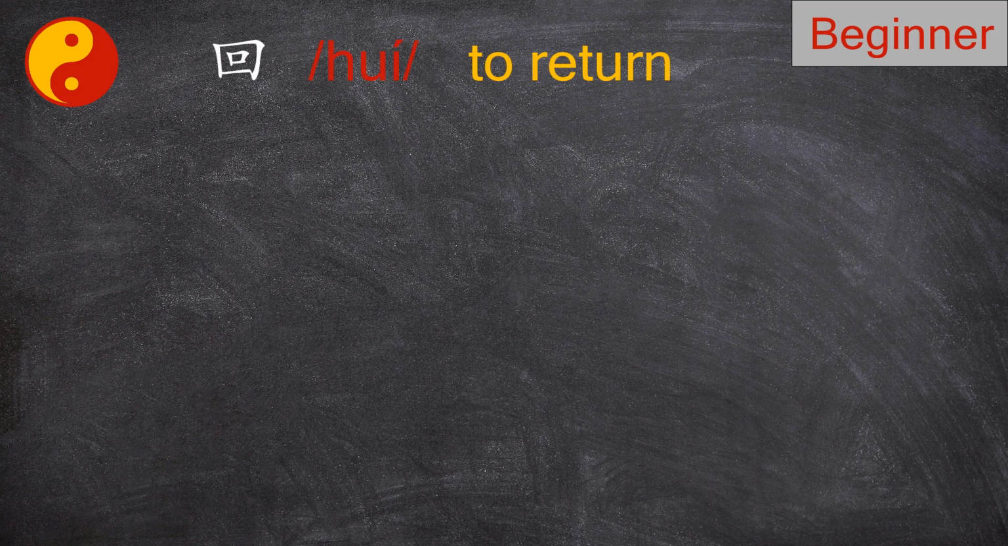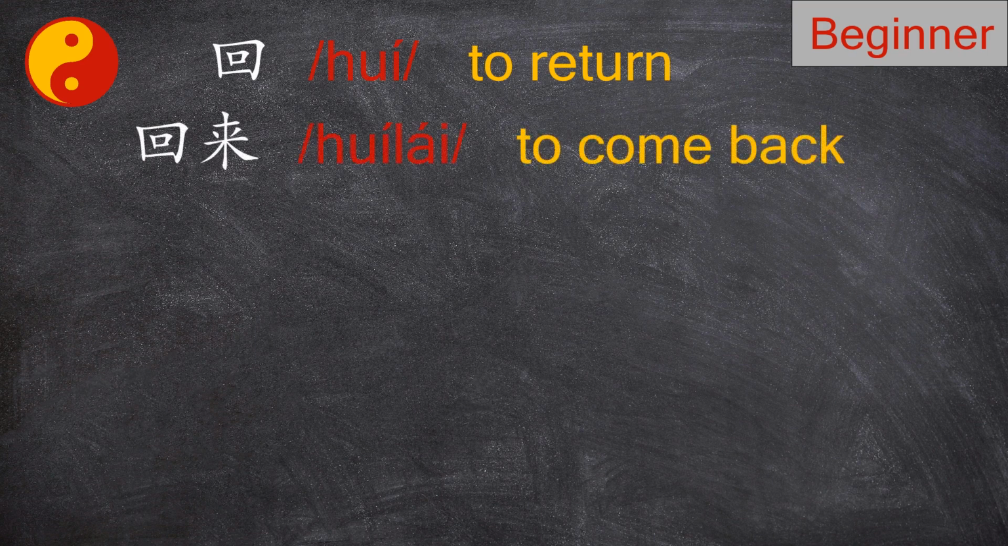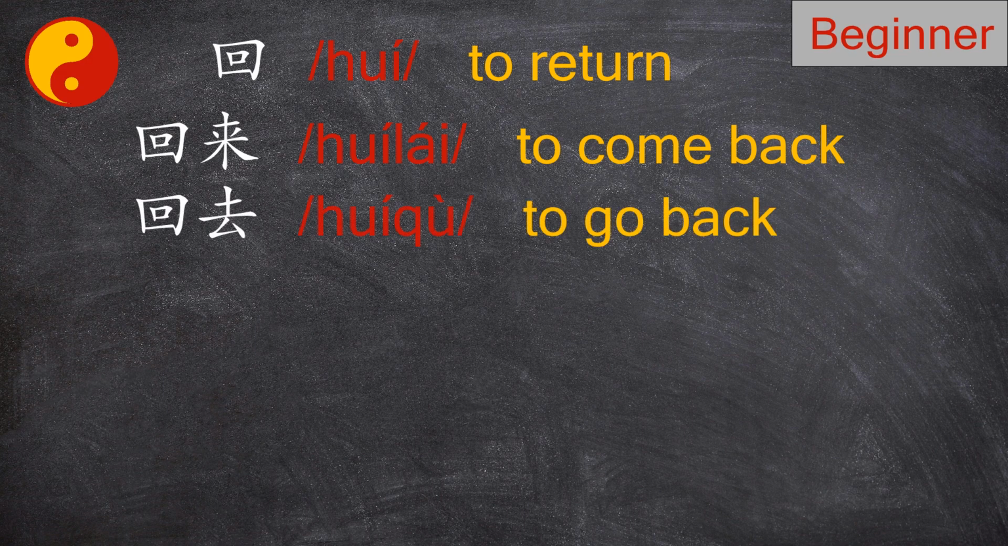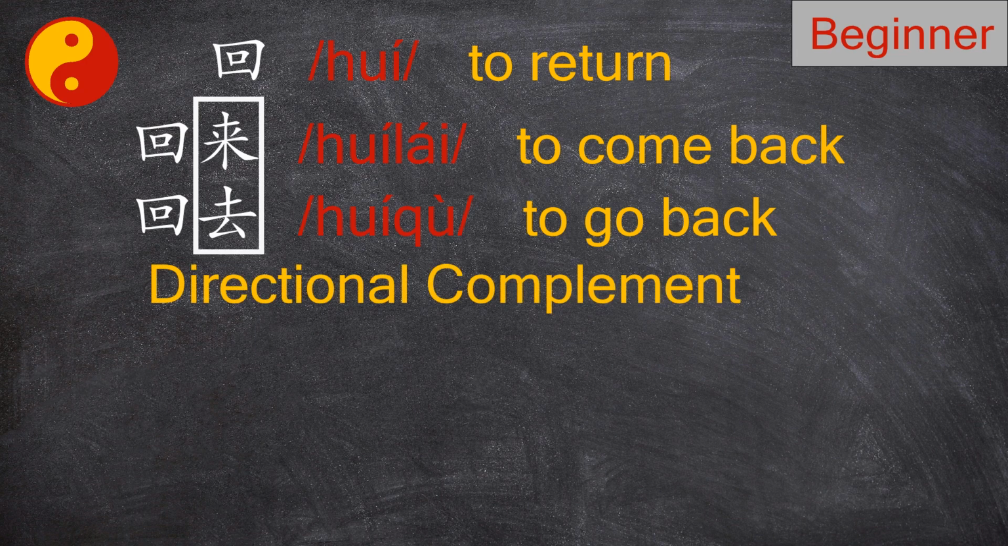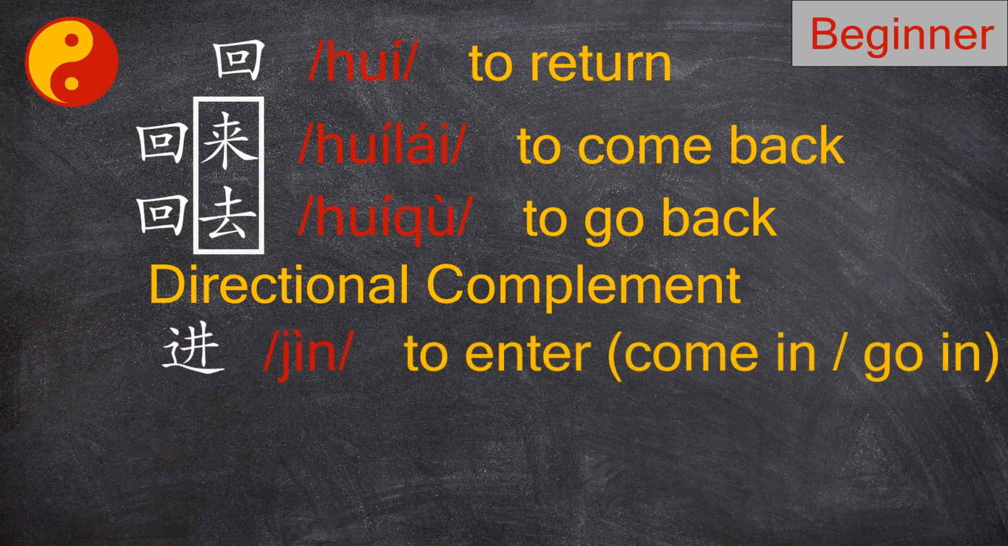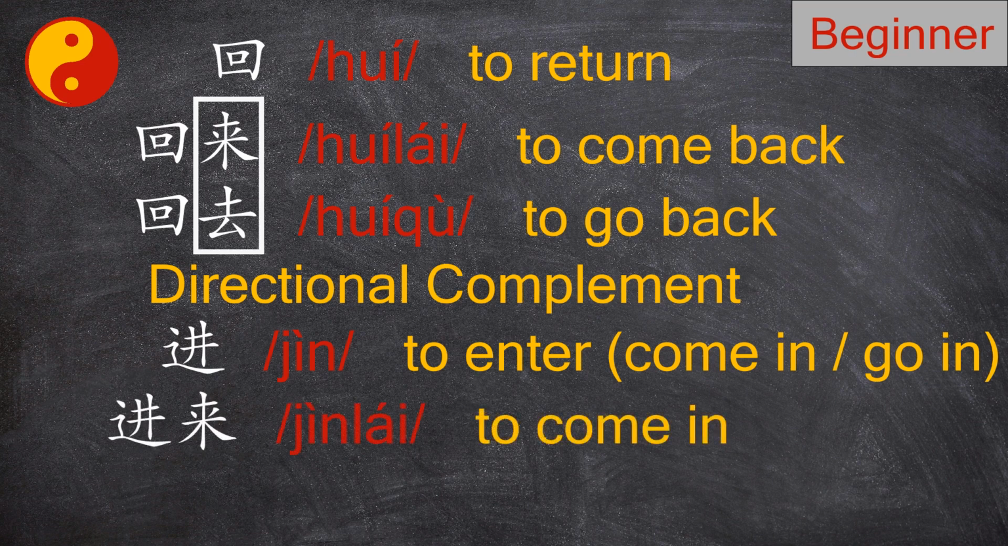回 means to return. If I add 来 and say 回来, it means to come back. And if I add 去, I'll get 回去, which means to go back. This 来 and 去, which is added to the verb, is called directional complement. It helps us to distinguish between come back and go back. Let's see another example. 进 means to enter. It can mean both come in and go in. But if you want to specifically say come in, not go in, you can say 进来. And 进去, of course, means to go in.